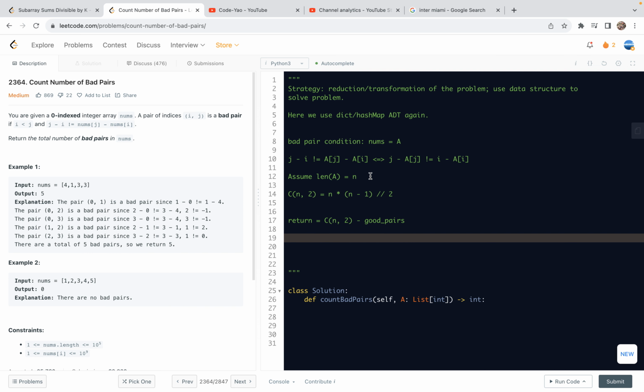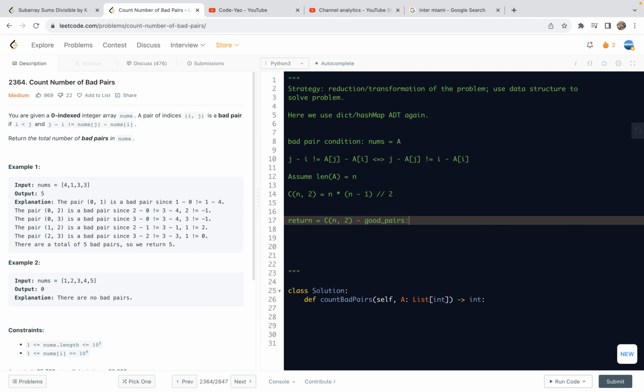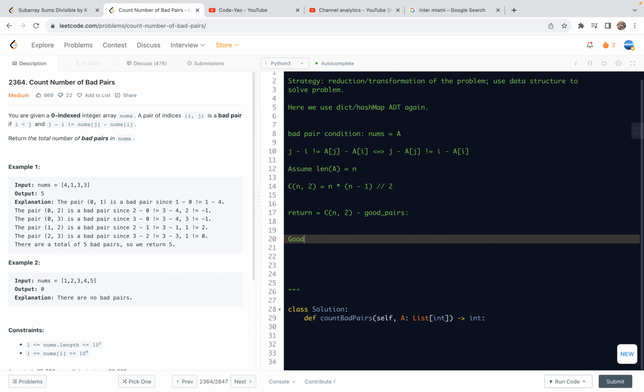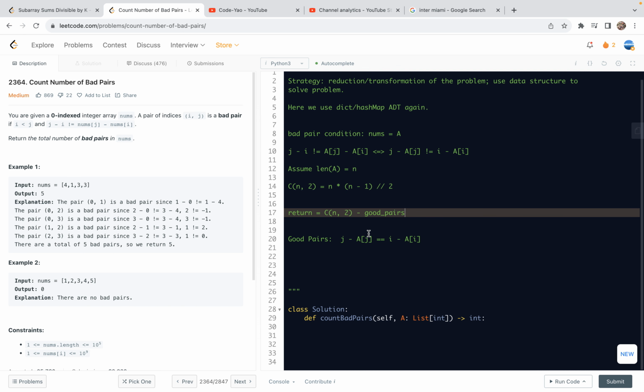So for good pairs, basically it means that these will be equal. So then what we can do is use this difference as k, and we count the frequency of this difference by scanning the list. Then we can compute the number of good pairs.